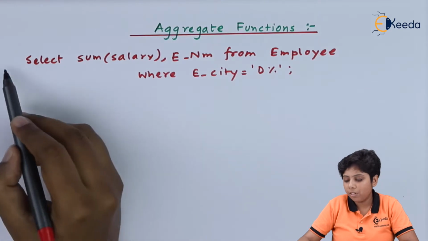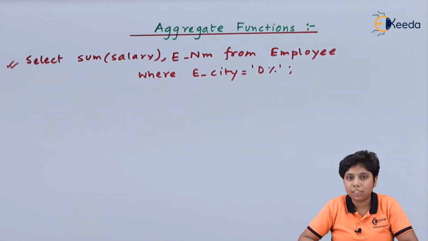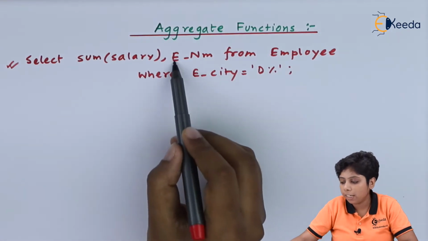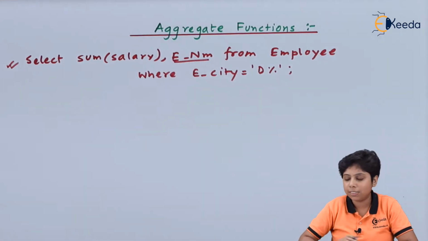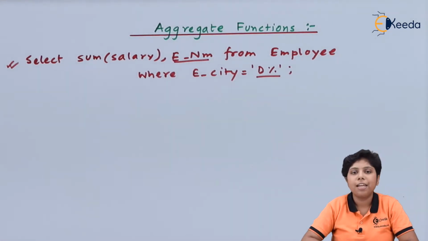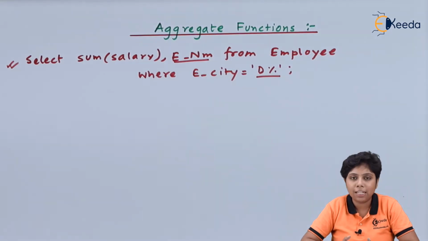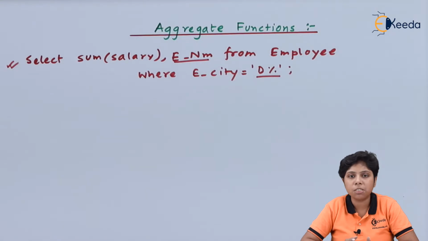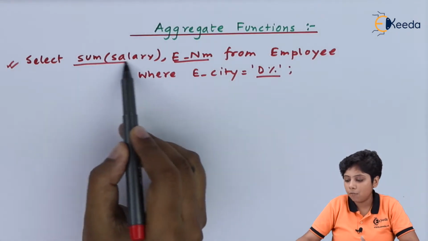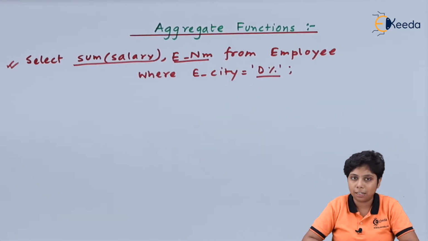So this query will give the employee name along with the sum of the salary for employees whose city is like D percent. Whether it is Dehradun, Delhi, or any city that starts with D, it sums up all the salaries of those employees along with the e-name. So the sum of salary works like this with the select statement.